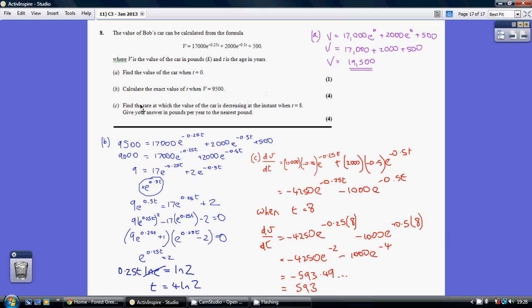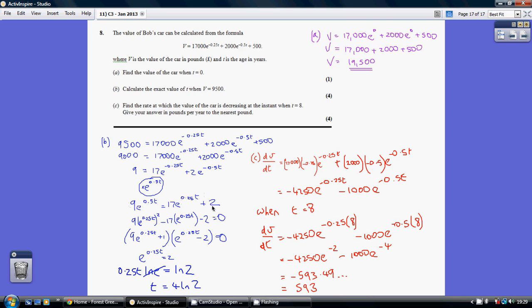Now for part B, we've got to calculate t when v is 9,500. So 9,500 on the left, all of this on our right. So let's start off by taking away 500 from both sides and then dividing by 1,000. Now it is awkward to be dealing with e to the power of negatives. So let's try and undo the negative by choosing to multiply through by the biggest negative we have here, which is e to the minus 0.5t. So let's choose to multiply all three terms, 1, 2, 3, by e to the 0.5t, giving us this.